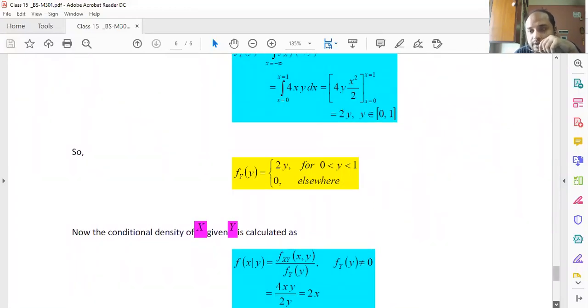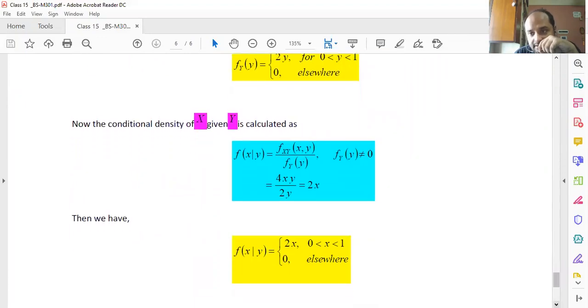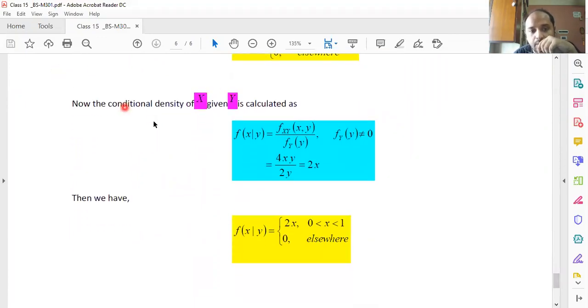Now, once we have got these marginal densities for capital X and capital Y, we are going to calculate the conditional density of capital X given capital Y. We can also calculate the conditional density of capital Y given capital X. But in the question, we are supposed to find this conditional density, so I'm showing you this calculation only. You can do the opposite also by yourself. So the conditional density of capital X given capital Y is calculated by applying the formula.